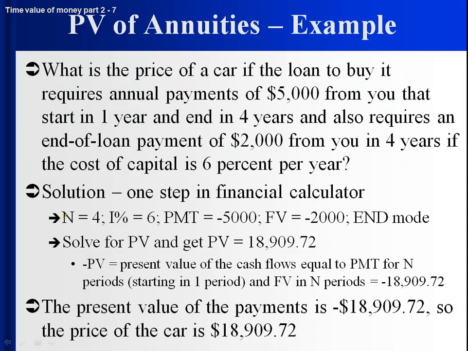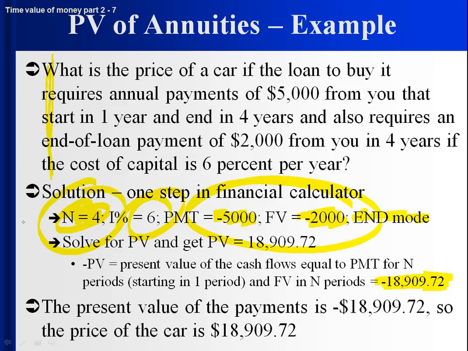And so N is 4, end mode, payment of negative 5,000, so that tells it negative 5,000 in 1, 2, 3, and 4 years, plus negative 2,000 in 4 years, which is exactly what's going on in this case. Discount it by 6%, and voila, you'll get PV to negative 18,909.72. So making these payments is equivalent to paying 18,909.72 today. And the reason we did that is because that's what we got today, because that was the price of the car.